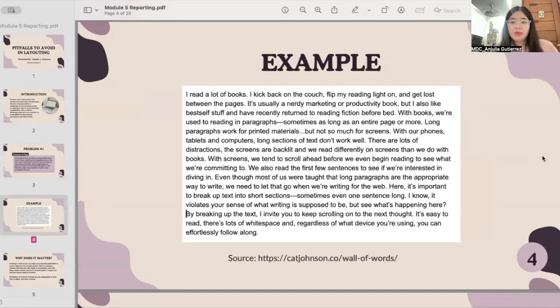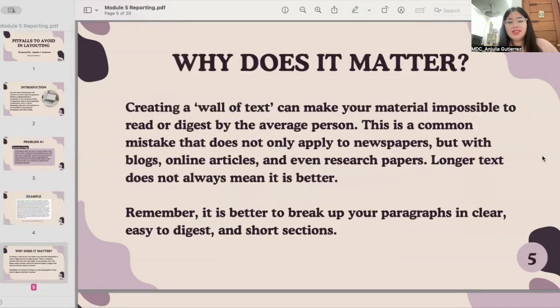So here's an example of this. This is just an example of a very chunky paragraph. As you can see, it's barely readable. It's more than 10 lines, and it might be difficult for the reader to digest this. So why does it matter? This is called creating a wall of text, basically.